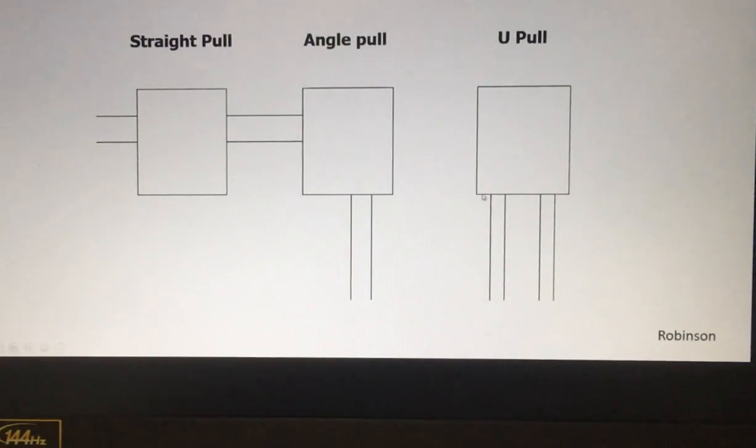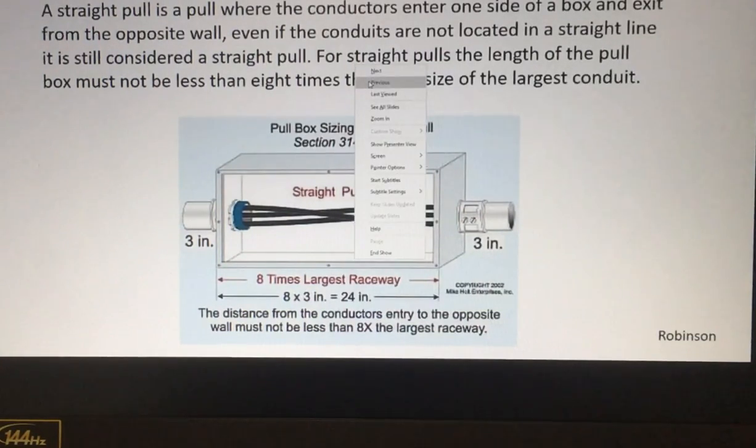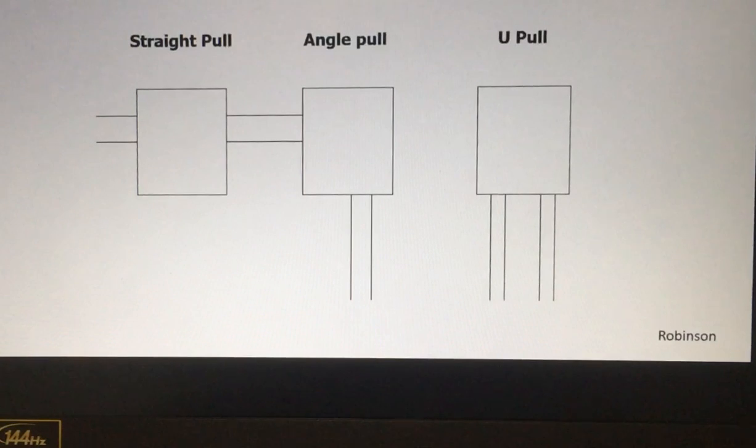So all you're doing is making this a pull point, and then your conduit's moving on, going another way. So we have the straight pull, the angle pull, and the U-pull. Professor, what if it's going from the bottom of the box straight up? That would be a straight pull?